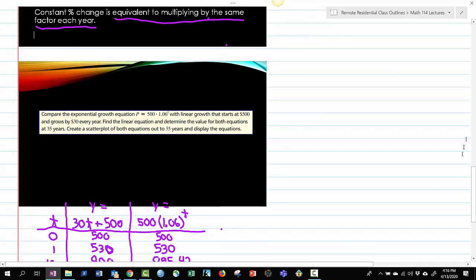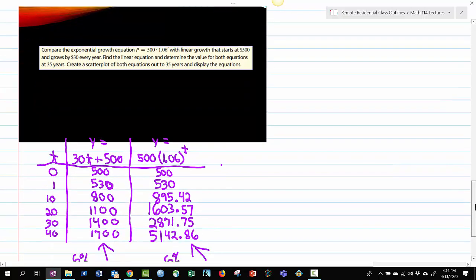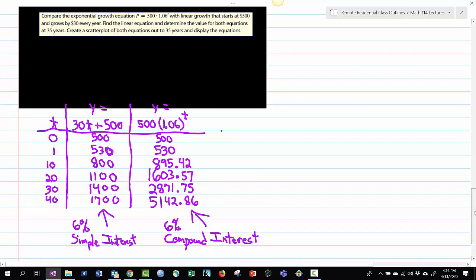All right, let's do one more example here. Compare the exponential growth equation, P equals 500 times 1.06 to the t, with linear growth that starts at 500. What I did here is really the same equation we were just doing above. The one above I did at years 1, 2, 3, 4, 5. Here we're going to take the same thing and do it over a longer time, and we're going to compare it.